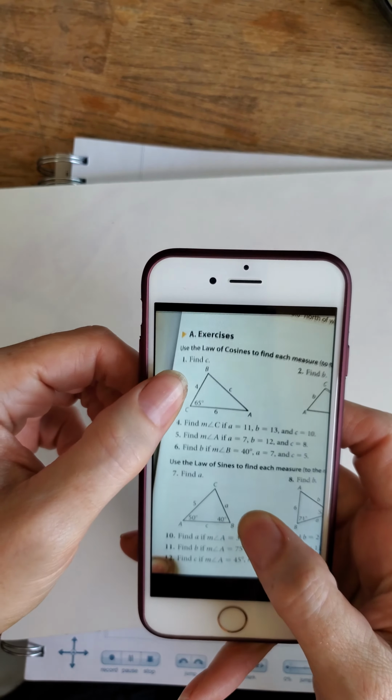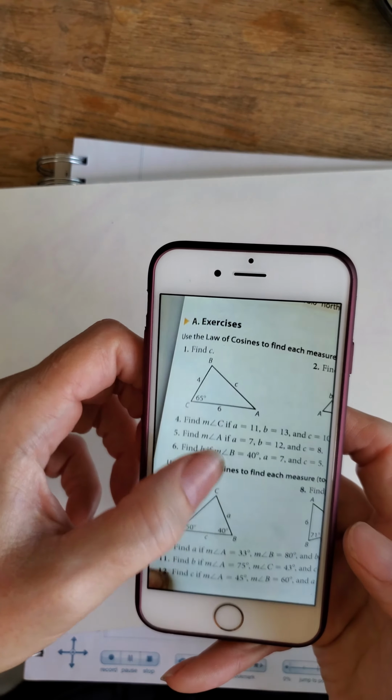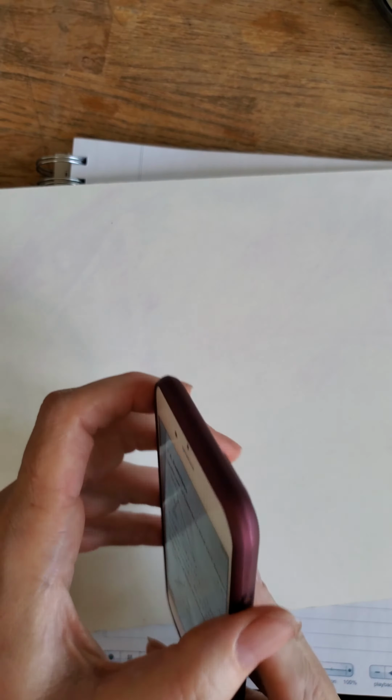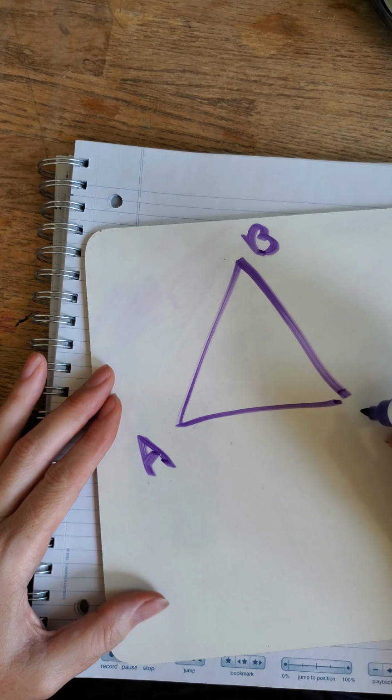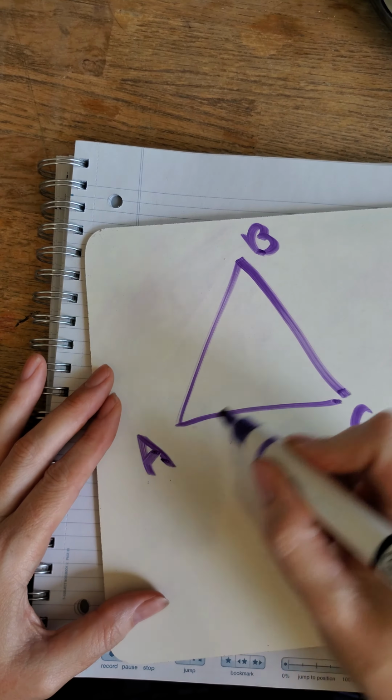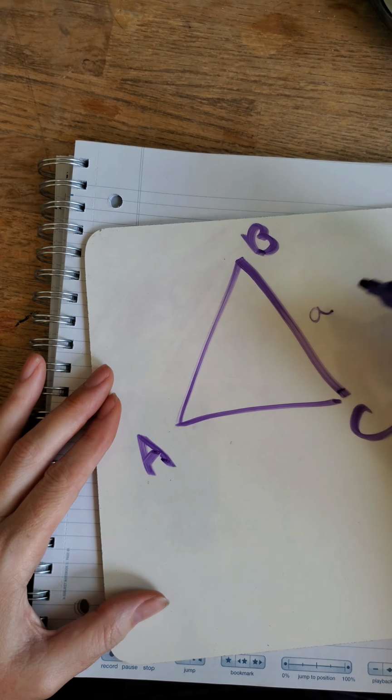I have two phones, so this one has law of sines and law of cosines. Just a quick overview of those. Whenever we have a triangle, we're going to label it angle A, angle B, angle C. And then the opposing sides would be a lowercase a, lowercase b, and lowercase c.